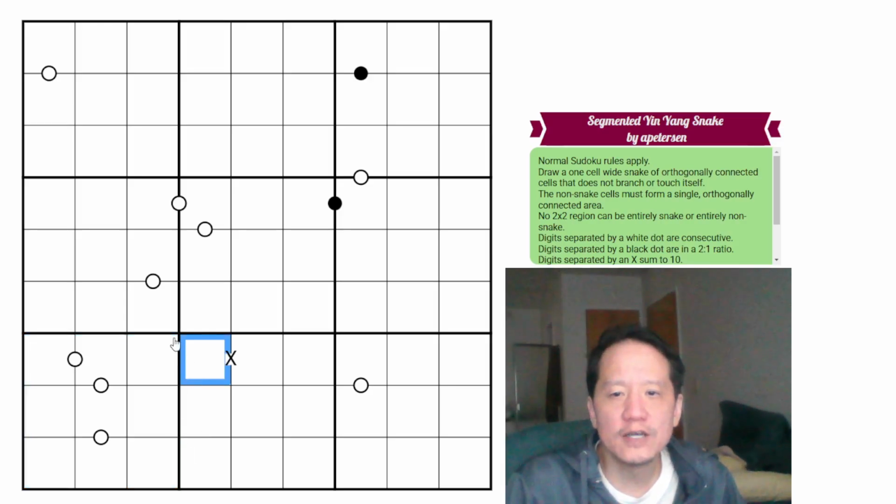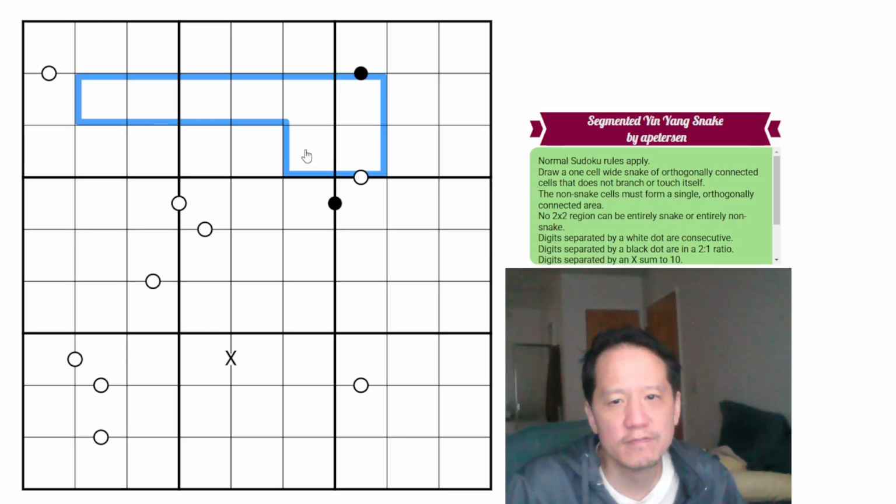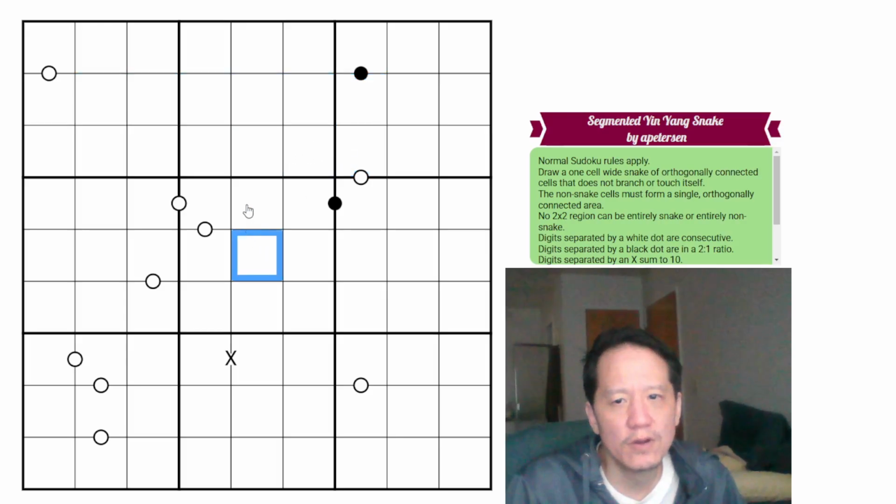Draw a one-cell wide snake of orthogonally connected cells that does not branch or touch itself. Now the question is, can it touch itself orthogonally? Oh, it can't, okay. So draw a one-celled wide snake of orthogonally connected cells that does not branch or touch itself. Okay, and a further rule will clarify that.